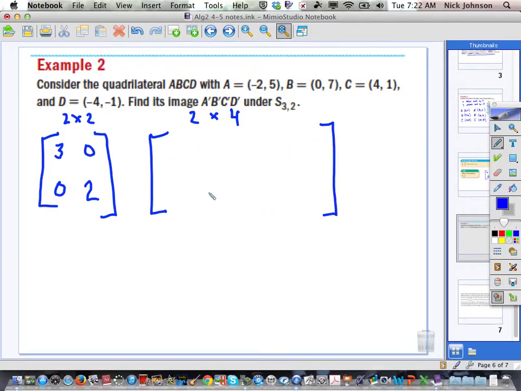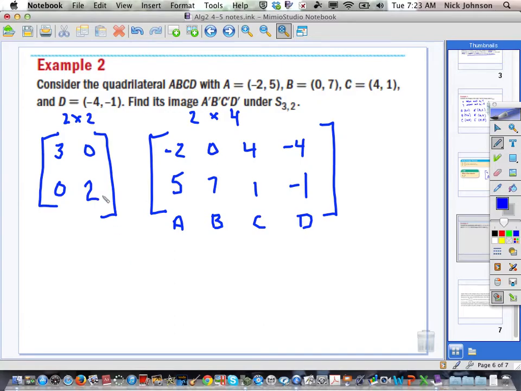So, x's across the top, y's across the bottom. So, negative 2, 5, 0, 7, 4, 1, and negative 4, negative 1. Okay? Here's my A, here's my B, here's my C, here's my D. I just got to make sure I didn't mess up anywhere. Okay, looks good. There's my size change matrix.